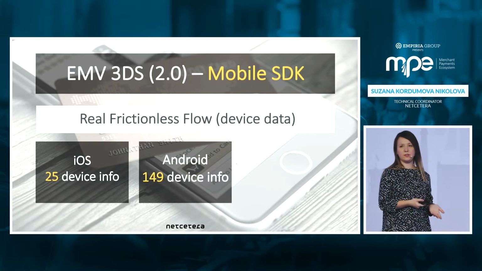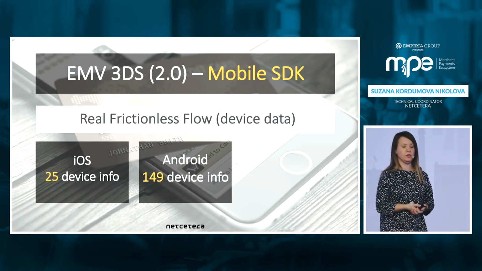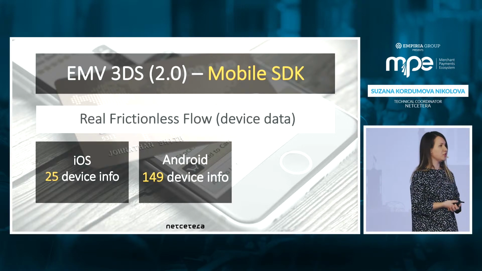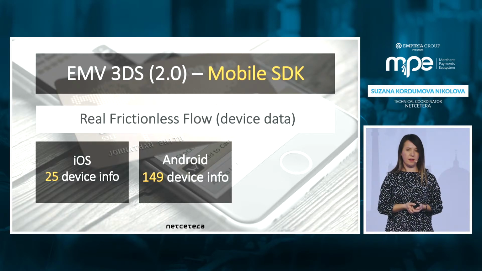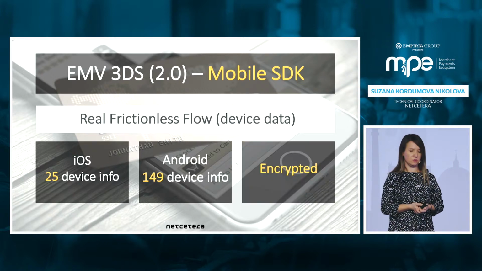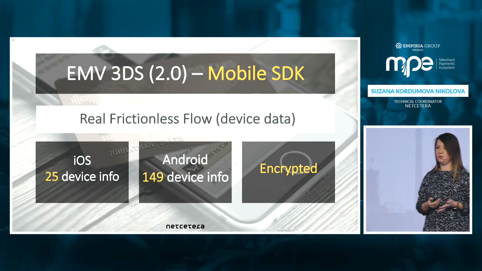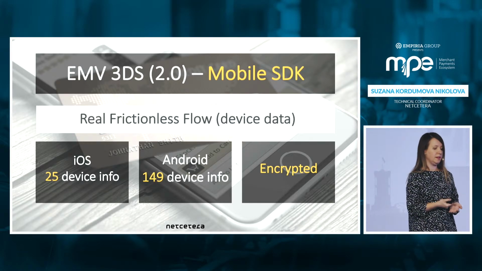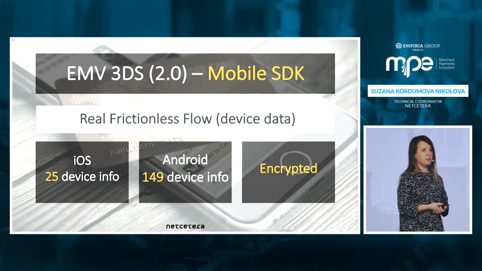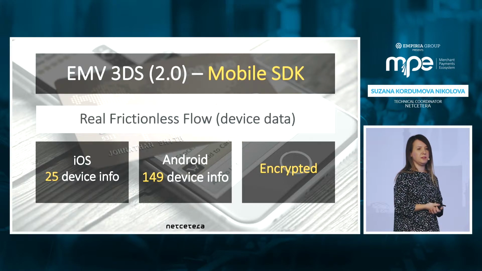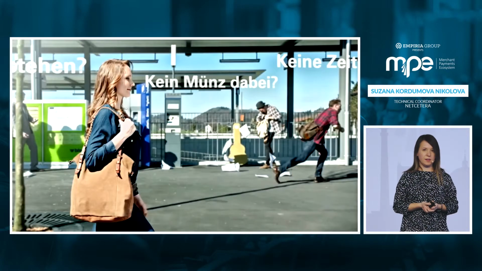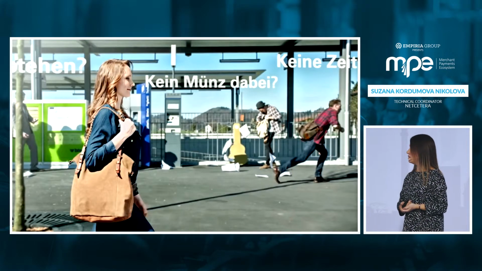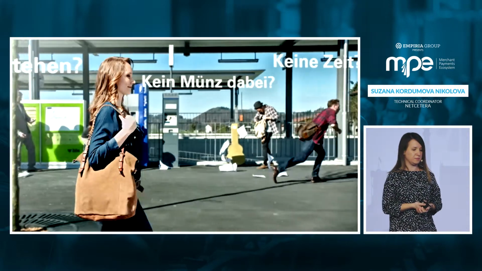And of course, the more data you have, the better analysis you can do, which means that this frictionless flow will be more often with the new protocol. An important thing to know is that all this data is encrypted. As I mentioned before, users don't want to share the data very easily. With the SDK, it encrypts the data and sends it through the protocol encrypted. Let me show you a video of how users are using the mobile applications.